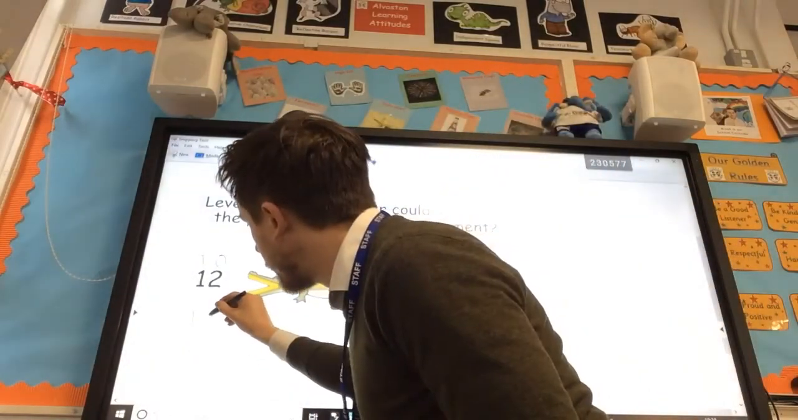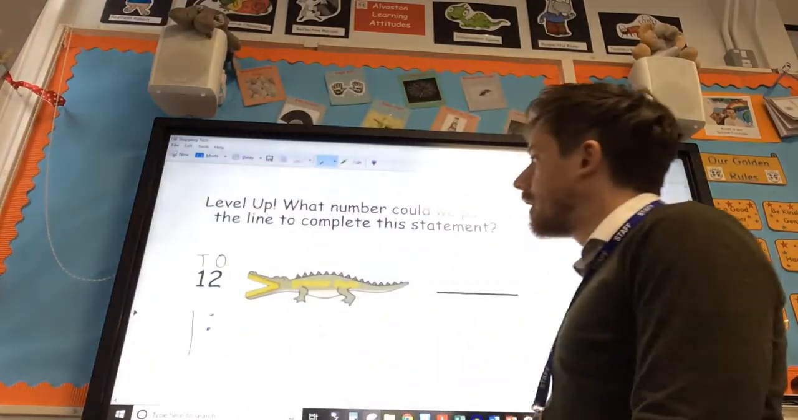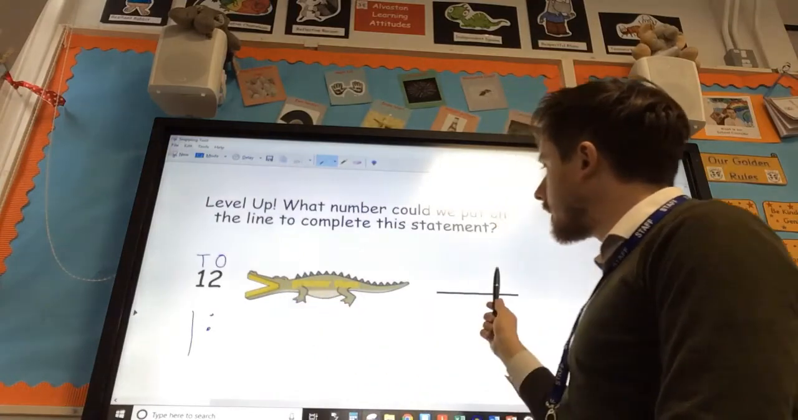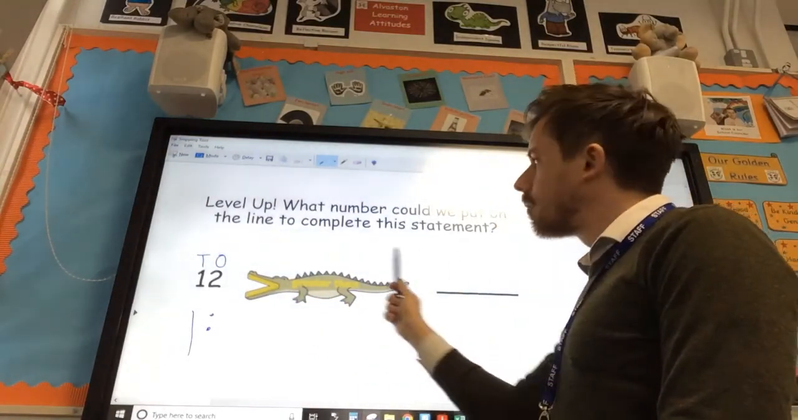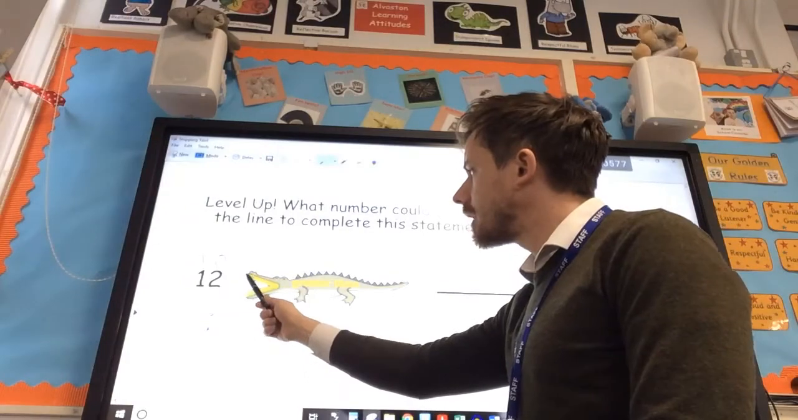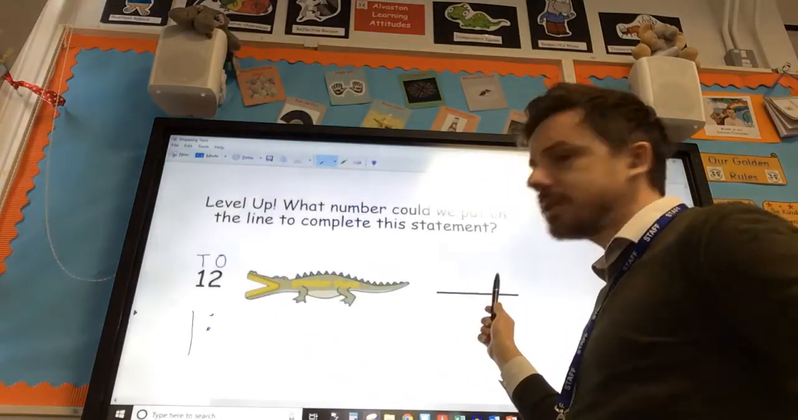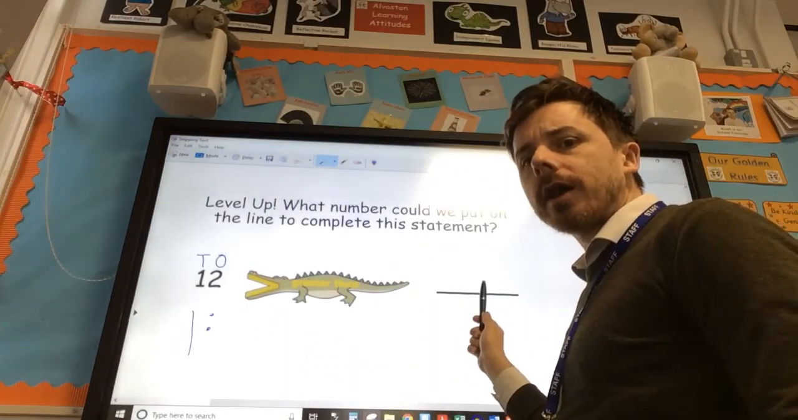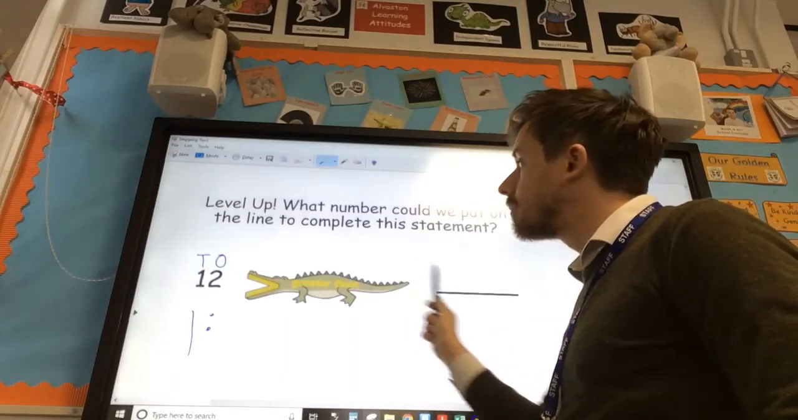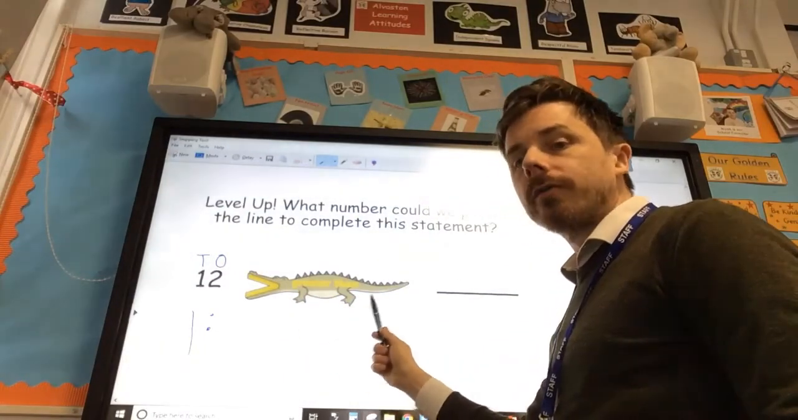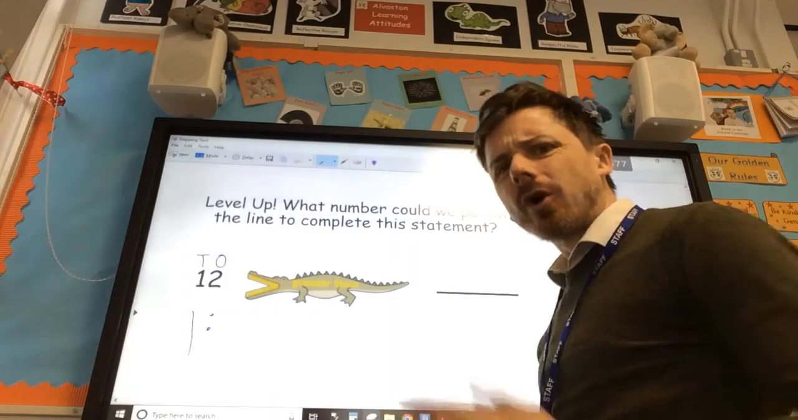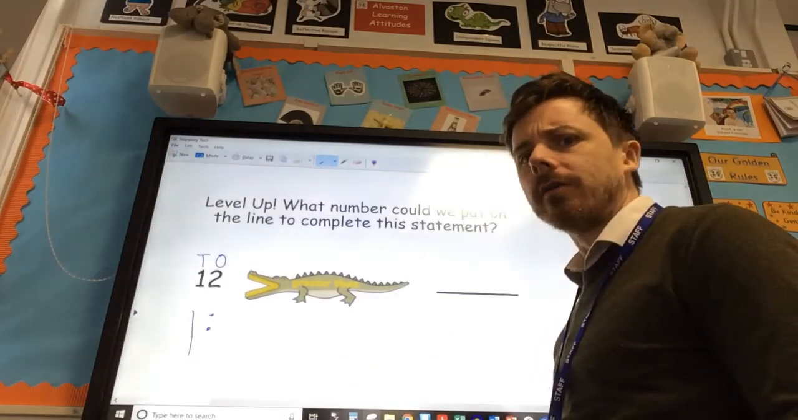Just make those dots a little bit bigger for you. Now, I've got to think of this side. What can go here? Well, what do I need to do? Well, I know that the crocodile's eaten a large number, so on this side I need to be thinking of an amount or a number that is smaller than the number 12. Okay, so I've actually got quite a few numbers that I can think of.